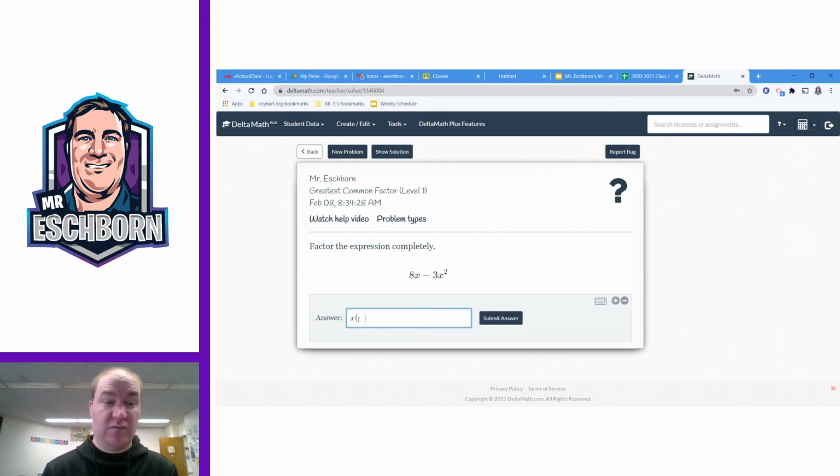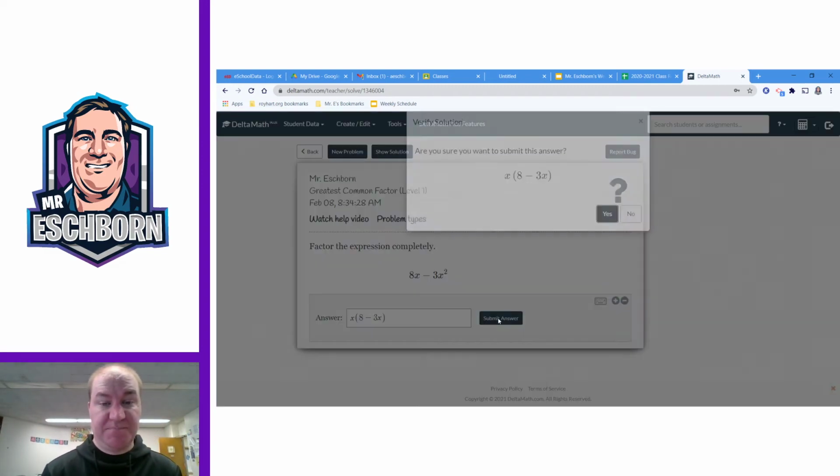So what's left over if I factor out that x? We have an 8 minus 3x, right? And to double check my work, I would distribute. So 8 times x is 8x, and x times negative 3x is negative 3x squared. Let's submit.